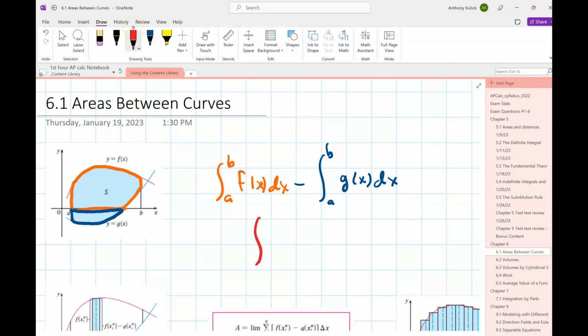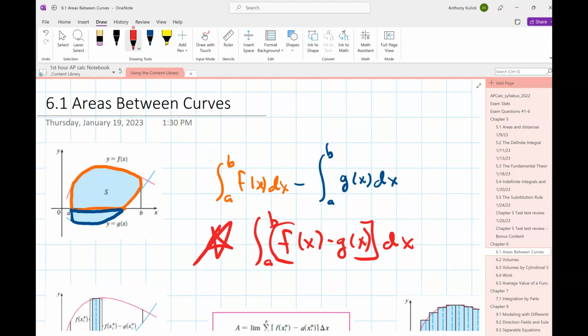And then from our property of integrals, we can smash those together inside the same integral. And that's going to be my technique. So if I want the area between the two curves, I just do the function on top minus the function on bottom, and then I integrate. That feel okay?